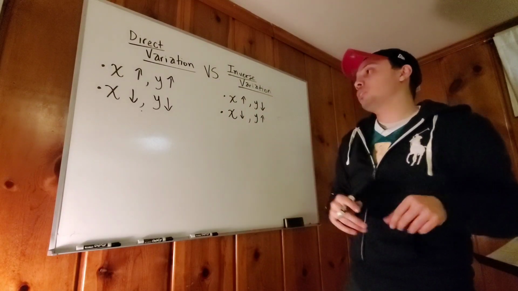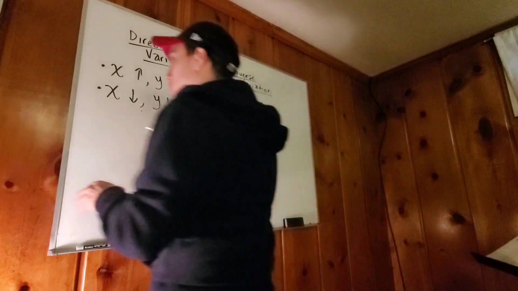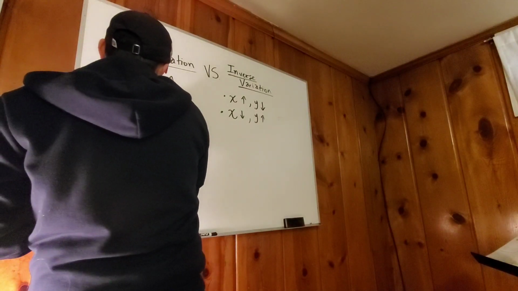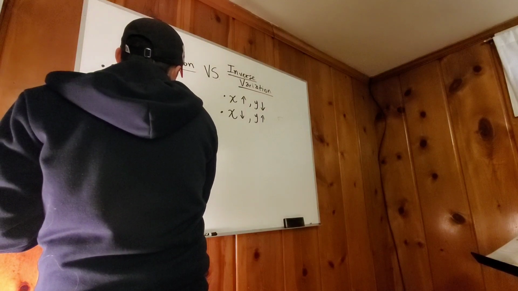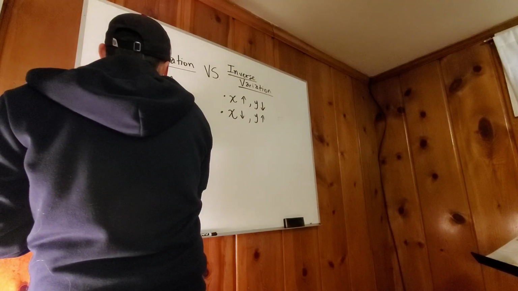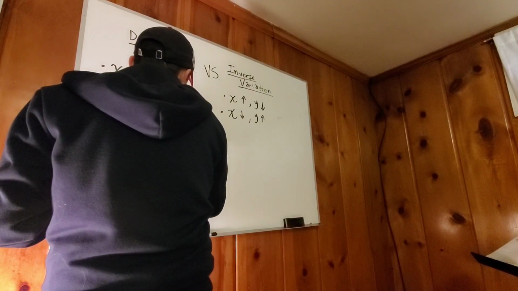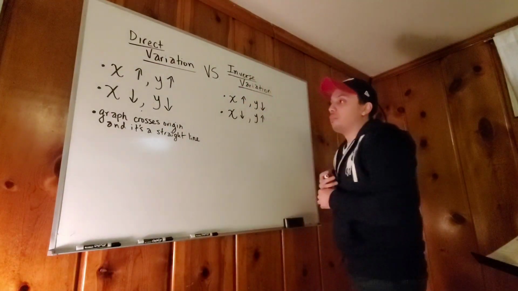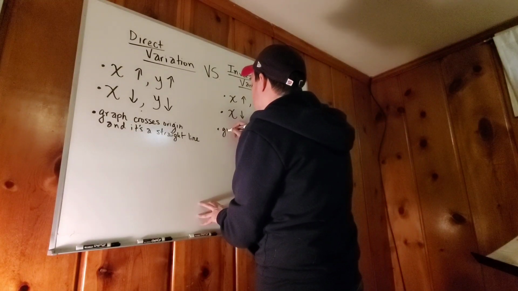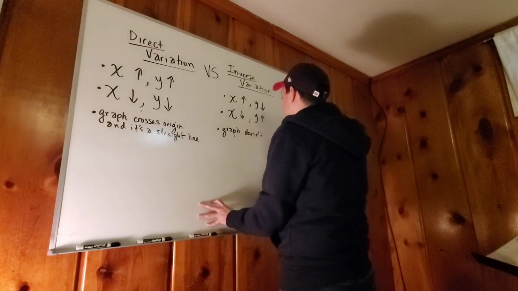One of the things that you have to understand about direct variation is that the graph crosses the origin, which is 0, 0, and it's a straight line. Graph crosses the origin, and it's a straight line. And here, the graph doesn't cross the origin, and it's not a straight line. In fact, it's curved.